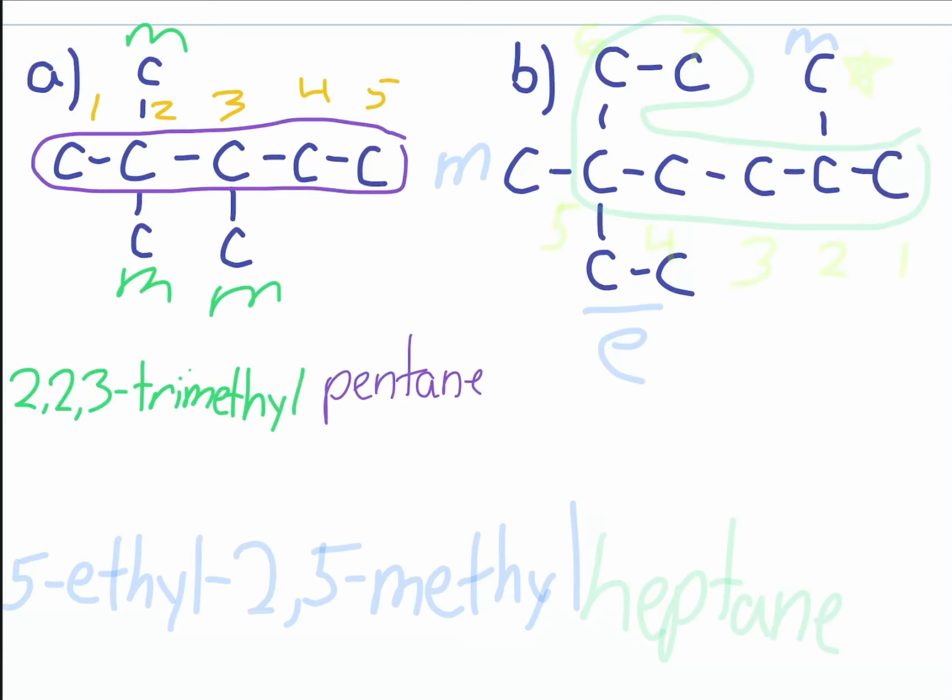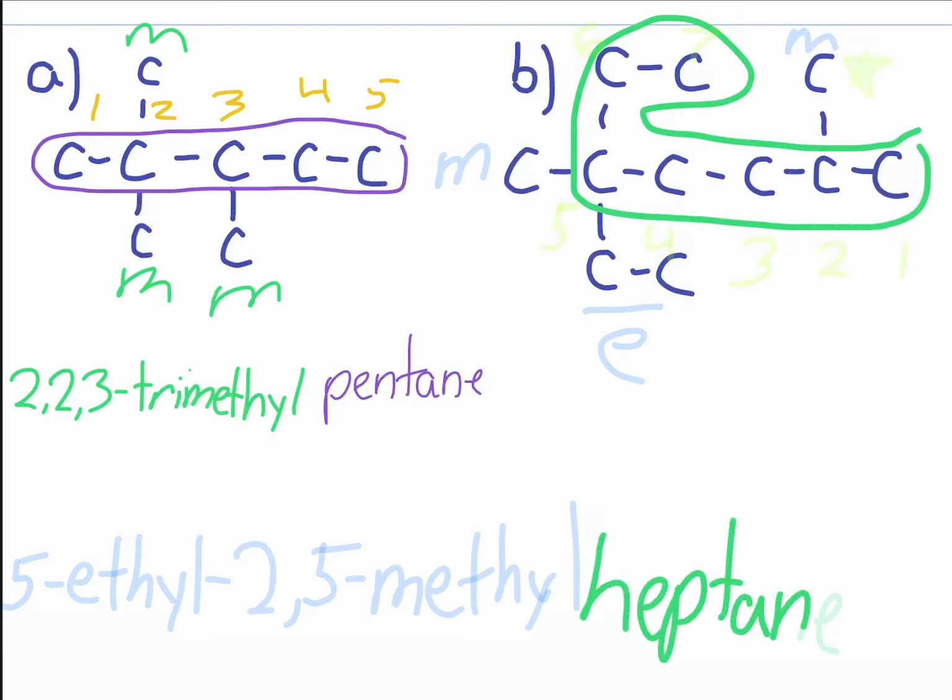So, the total answer for letter A is 2,2,3-trimethylpentane. Alright, so for letter B, I found that the longest chain of carbons is right here, and that there are 7 of them, so it is a heptane. Then what you have to do is number them from the side that is closest to the first branching, which is on this side. So 1, 2, 3, 4, 5, 6, 7.